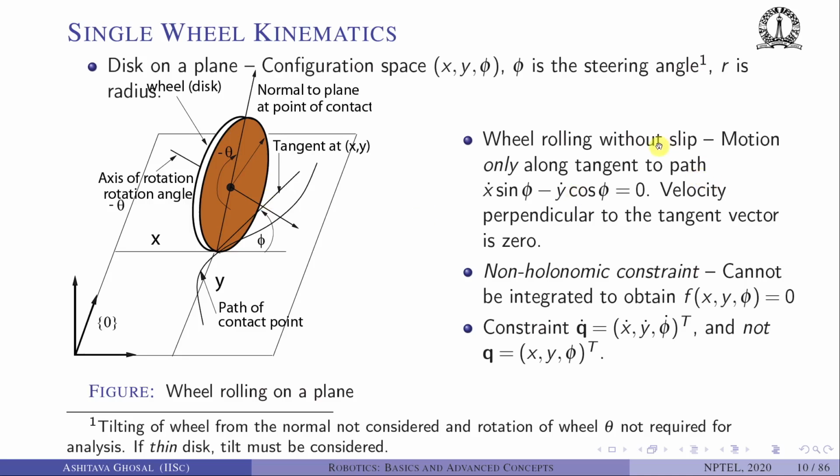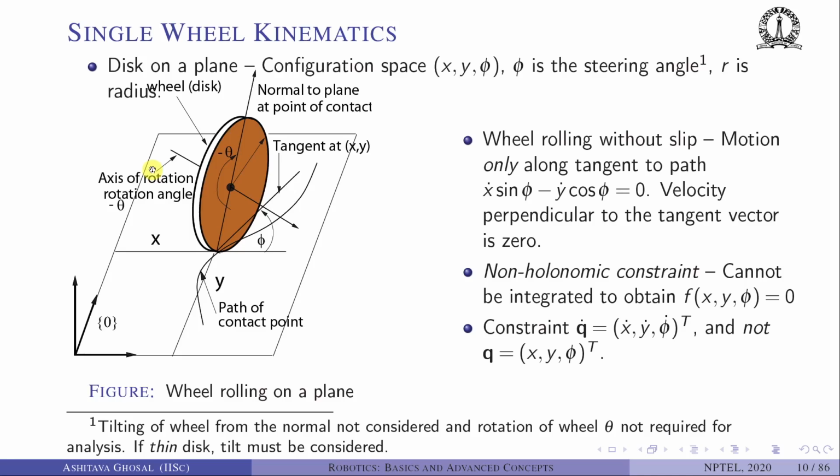So if the wheel is rolling without slip, the motion is only along the tangent to that curve. And we can write the expression x dot sin phi minus y dot cos phi equals 0. Remember the wheel is not slipping and it is moving along this tangent. The velocity perpendicular to this tangent vector is 0.